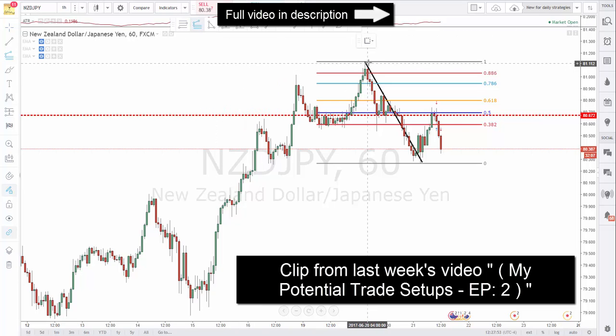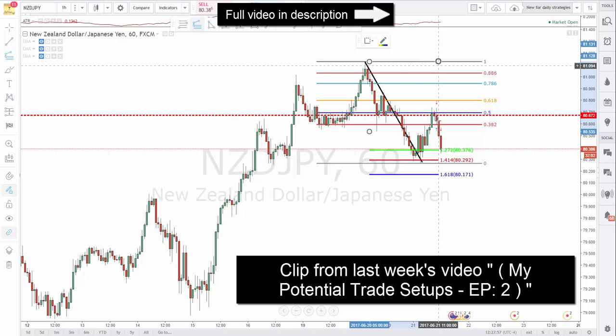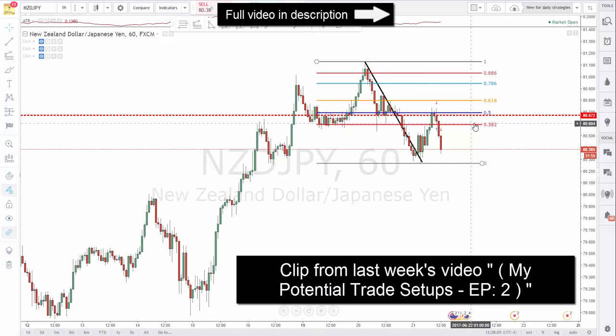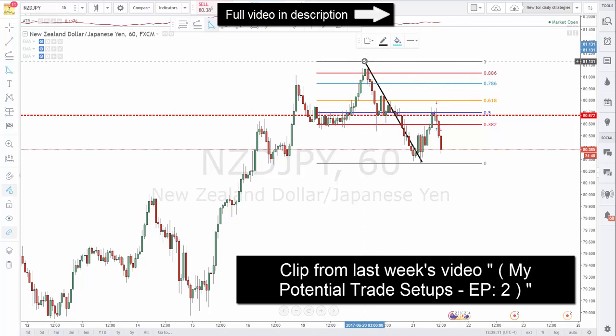If I bring on my extension tool from X to A and back up, you can see that we get that 127 extension without closing below 1.14, which gives us our second rule for the advanced cipher pattern. And now all we need is the market to push up to our 786 retracement to complete this pattern.